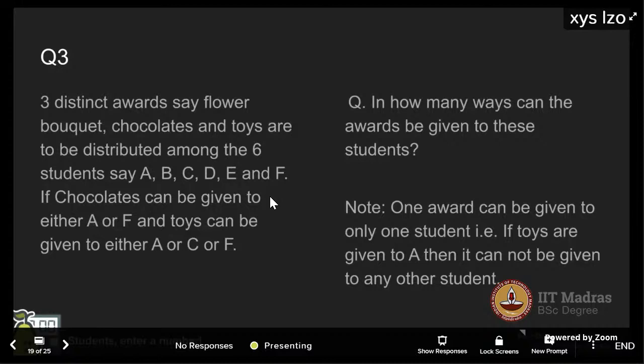Okay, so we have three distinct awards, say flower bouquet, chocolates, and toys. And there are 6 students, say A, B, C, D, E, and F. There is a condition that chocolate can be given either to A or F, and toys can be given to either A, C, or F. And if I am giving something to B, like toys to B, I cannot give the toys to any other student. That's also a condition. One award can be given to only one student.